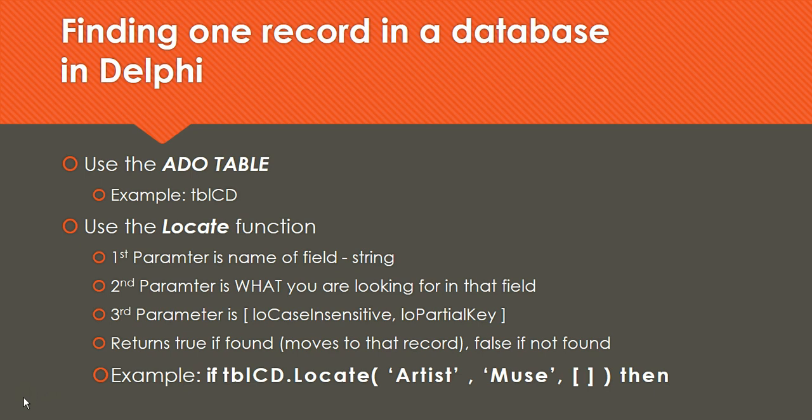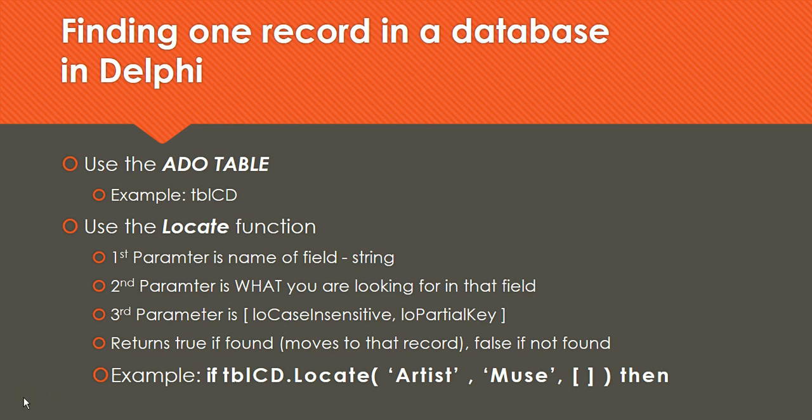Now, when we're using the locate function, there are three parameters that it needs. The first is the name of the field in some sort of string format. So which field are we looking in? For example, are we looking in the artist field? Are we looking in the CD name field? Where are we looking for the information? Then the second parameter is what we're looking for in that field. So maybe we're looking for the band called Muse in the artist field. So the second parameter is what value we are looking for in the field mentioned in the first parameter.